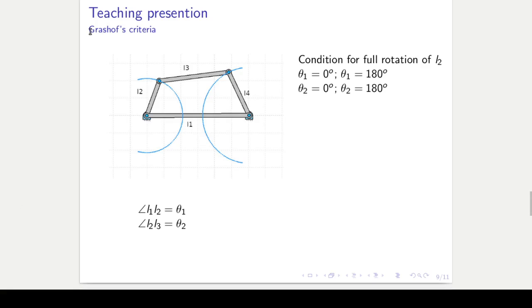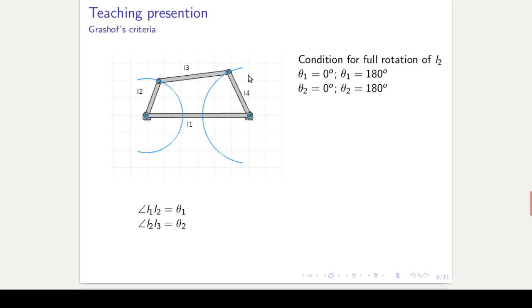Today we are going to discuss Grashof's criteria. Okay, let's consider a 4-bar mechanism. In this 4-bar mechanism, or in general, in any mechanism, we will give an input which is in the form of motion and an output which is in the form of a motion again, but in a different form.